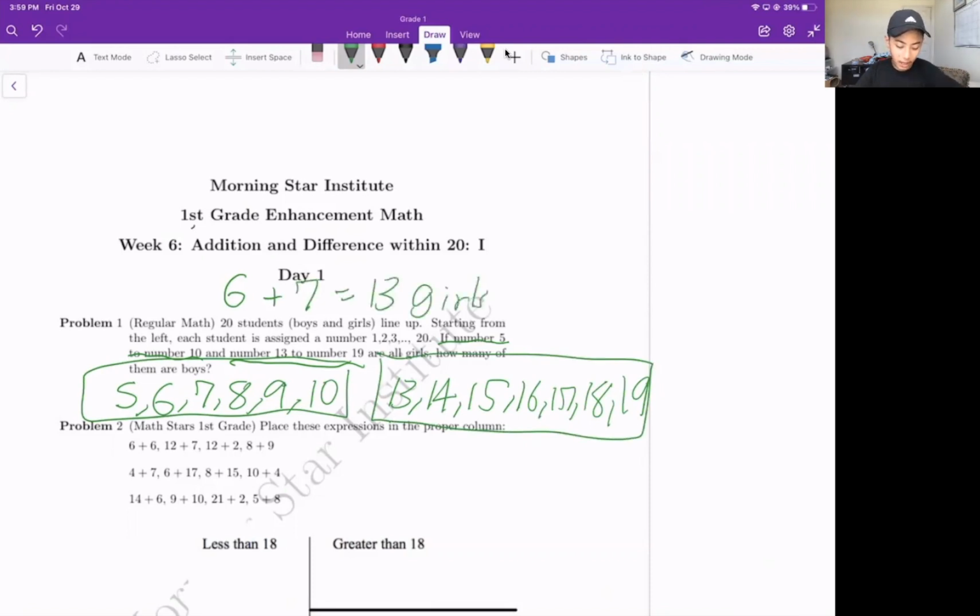The question is asking how many of them are boys, so subtracting it from the total amount of people, 20 people minus 13 girls, and you're left with 7 boys. So the answer is 7 boys.